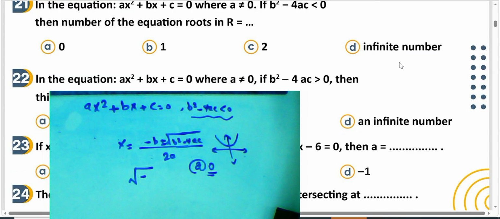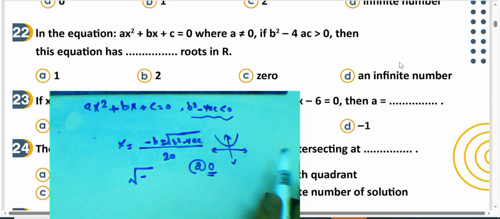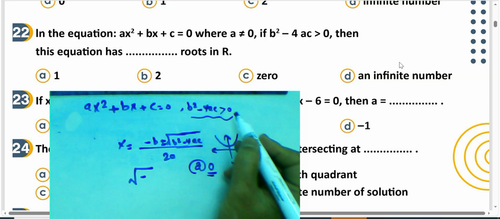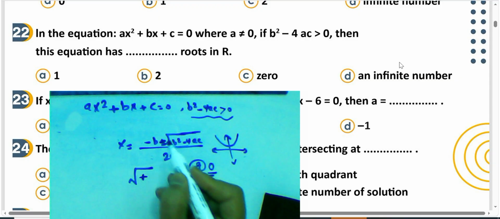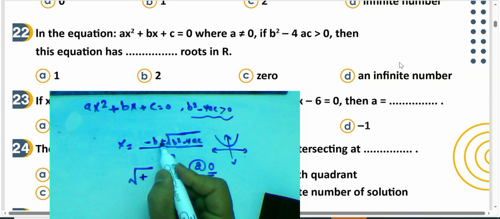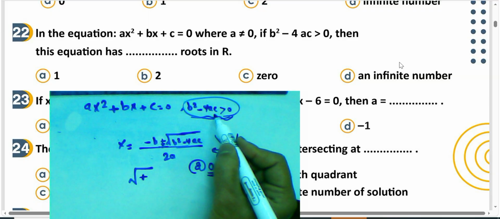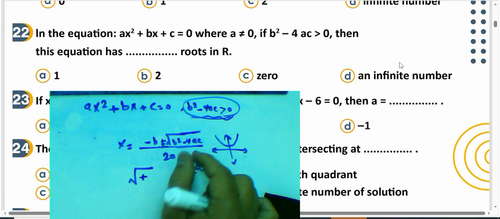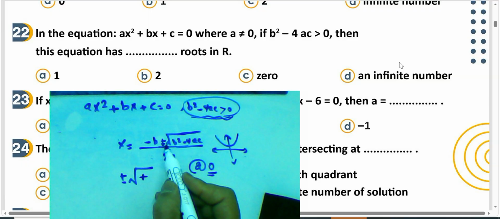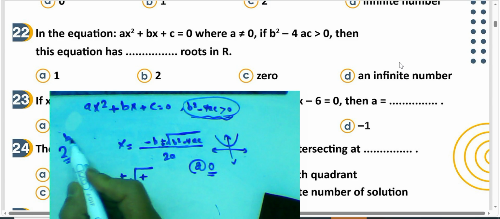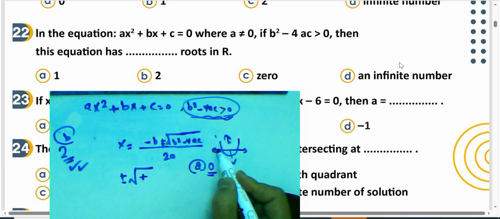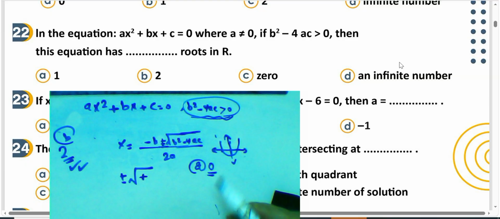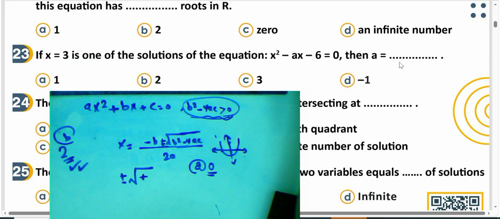Next question. He asked this same example, but he gave me the expression b power 2 subtract 4ac greater than 0. It's positive, so we have two solutions here, positive or negative. Then the number of solutions is 2. Choose letter B. Drawing the curve like this, the x-axis cuts the curve at 2 points. So we have two solutions. It's important.